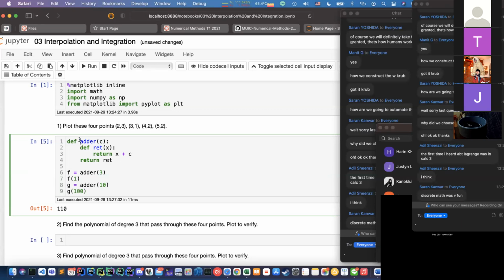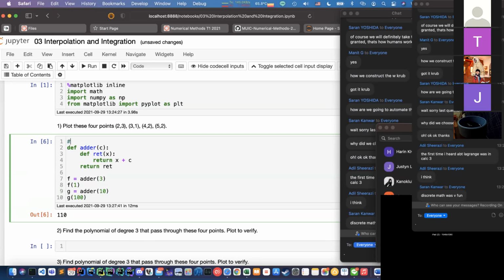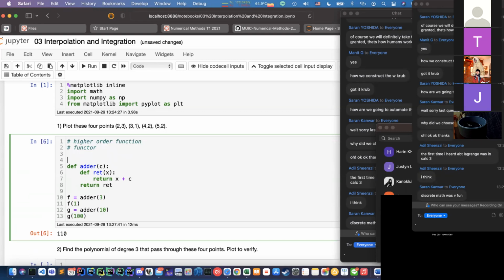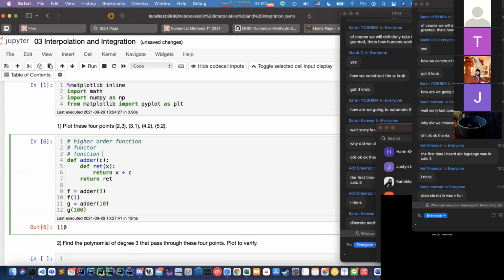Okay? This thing has many names. If you want to be a really good programmer, this is a technique that you want to learn. You can think about this as like the program that writes the program for you. It has many names: it's called a higher order function, or sometimes it's called a functor. Or if you want to be more pedantic, it's called a function that returns a function.